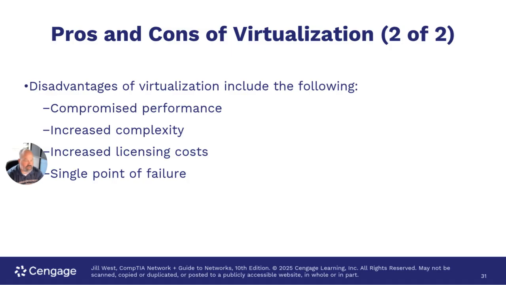But virtualization isn't all sunshine and rainbows, because compromised performance can happen when you're sharing resources. It's like having to share pizza with more people. Less pizza for you. Increased complexity because now you're managing a virtual and a physical infrastructure. There's higher licensing costs because software vendors want to get paid for each virtual instance. And the dreaded single point of failure. If the host goes down, all VMs go down with it. It's like having all of your eggs in one very sophisticated basket.